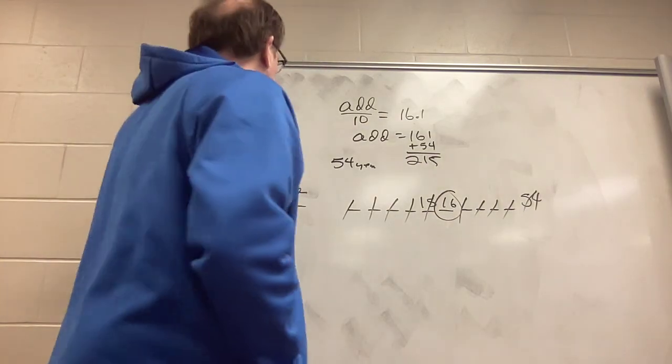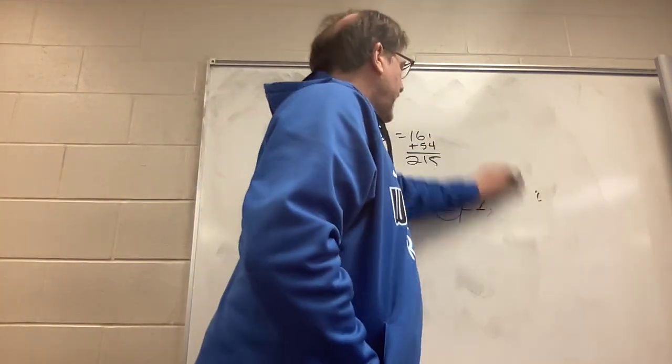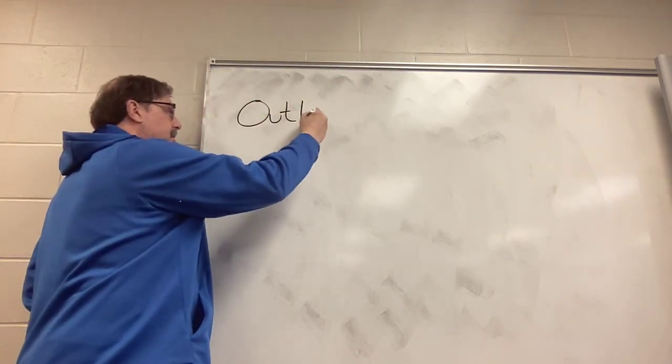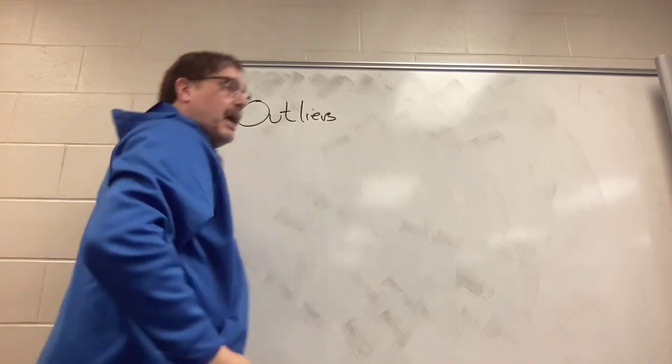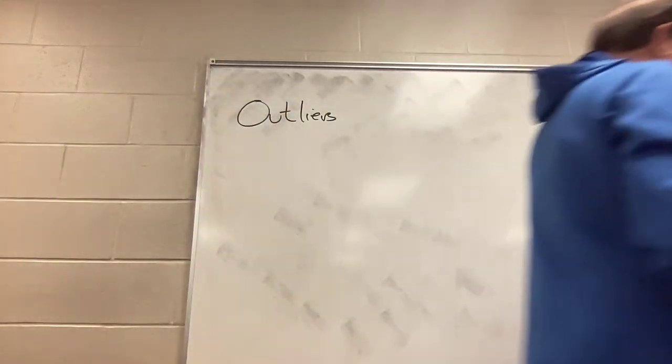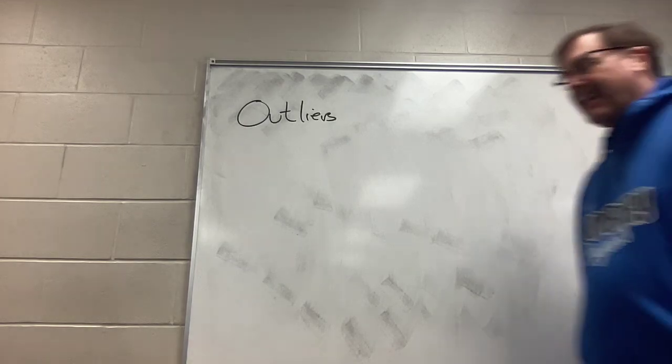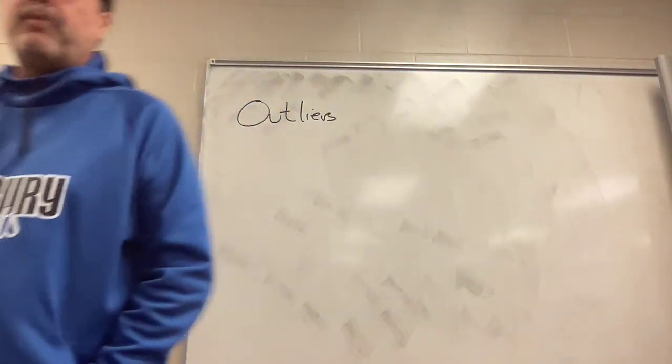Today, our topic is outliers. Outliers are numbers that are way far out of the norm, and they sometimes skew or make the data rather unreliable.